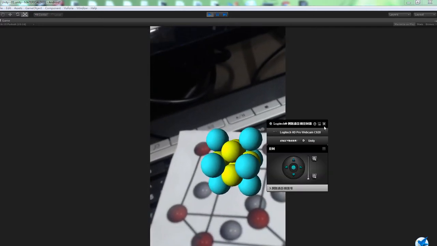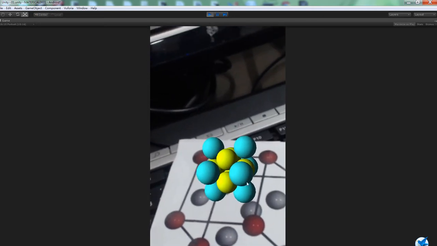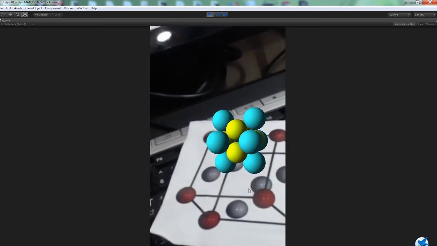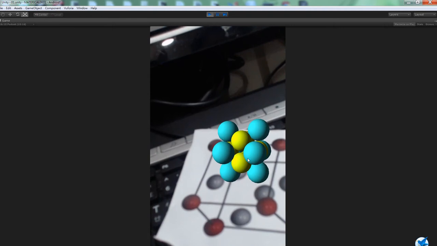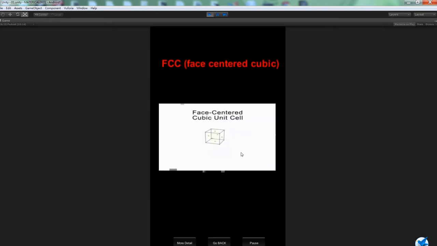Face-centered cubic unit cell. The face-centered cubic unit cell is a cube, all sides of the same length and all faces perpendicular to each other. The face-centered cubic unit cell has a particle at each corner and in each face, which are colored yellow here, but none in the center.